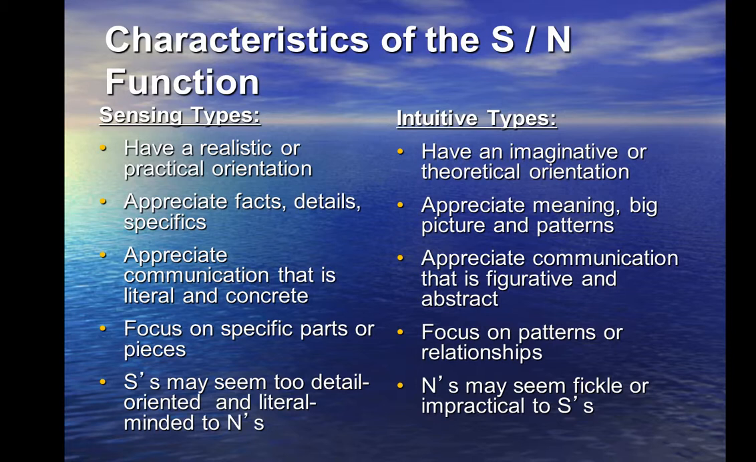So sensors say, oh, good grief, here comes the intuitive. He or she always has these big picture ideas, but none of them are practical. Whereas the intuitive sees the sensor and says, hey, why can't you get an imagination, be a big picture thinker? Let's think outside the box, think big picture. And so there can be conflict between the two in a similar way that there can be with extroverts and introverts.